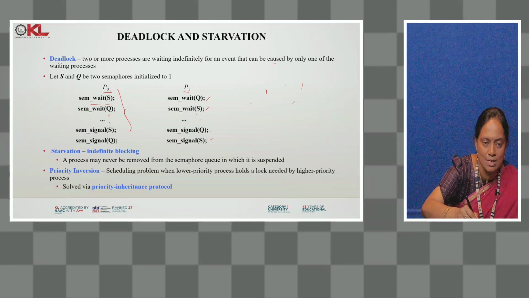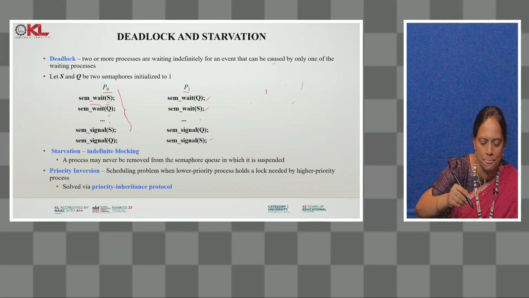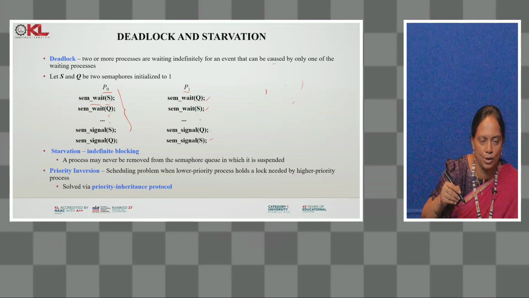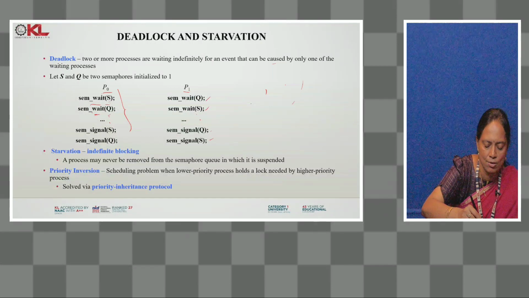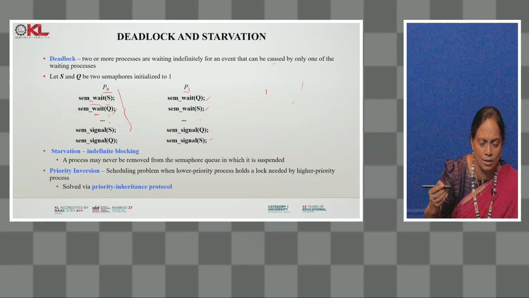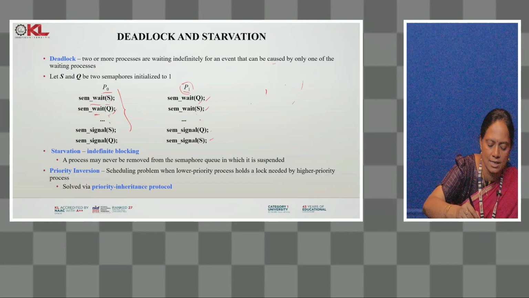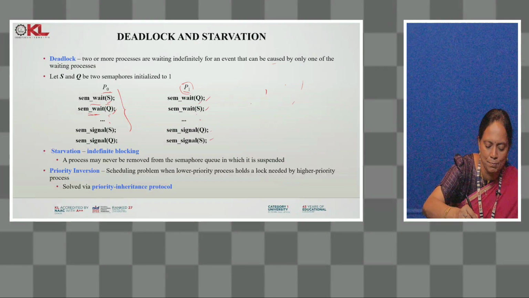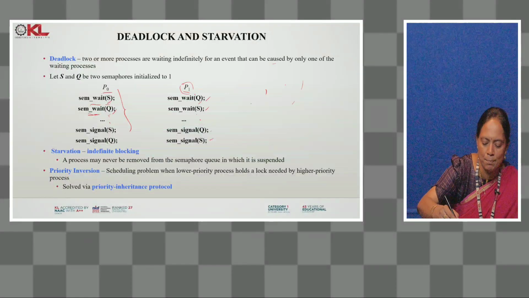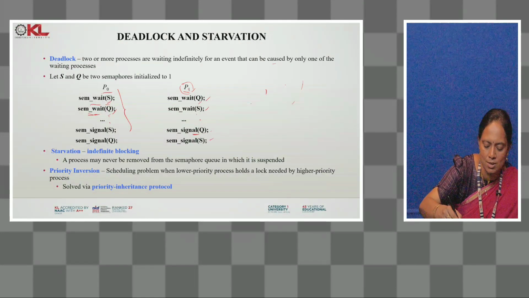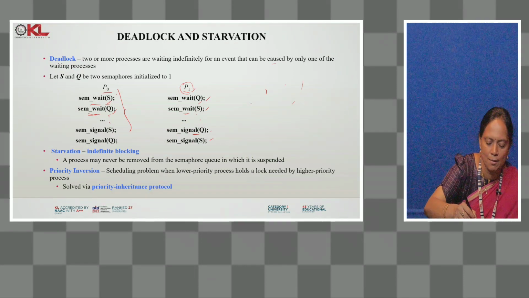See here, the first process P0 executes wait on semaphore S. Here P1 executes wait on semaphore Q. Now P0 wants to execute wait on Q, but P1 has already executed wait on Q, so P1 is in the critical section. If P0 wants to execute wait on Q, the process P1 must execute signal on Q. And if P1 wants to execute wait on S, the process P0 has to execute signal on S.